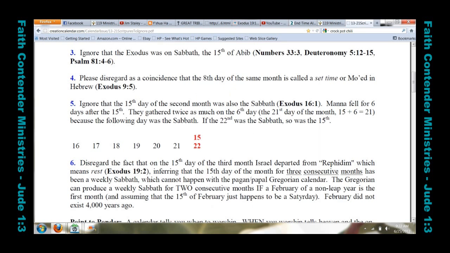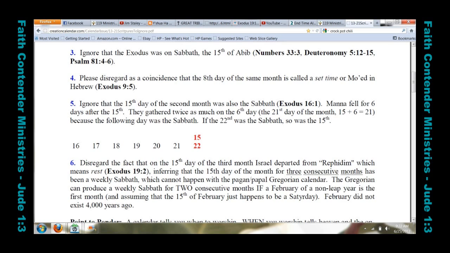But anyway, now we're going to get into these points. Number 3 says, ignore that the Exodus was on the Sabbath, the 15th of Aviv. Okay, this is in reference to the Exodus. They quote scripture here, Numbers 33:3, Deuteronomy. I'm not arguing that. That is true. But I'm going to get into that in a second.